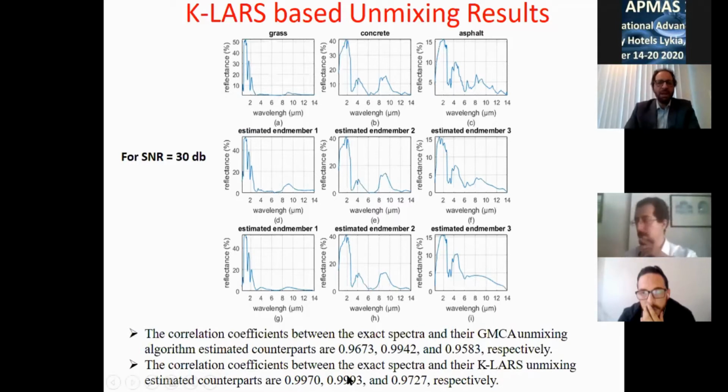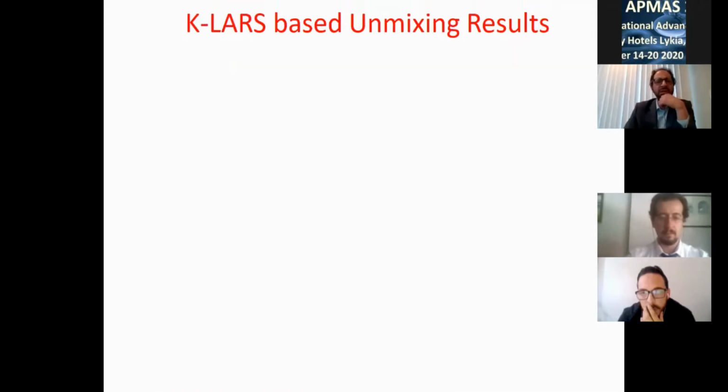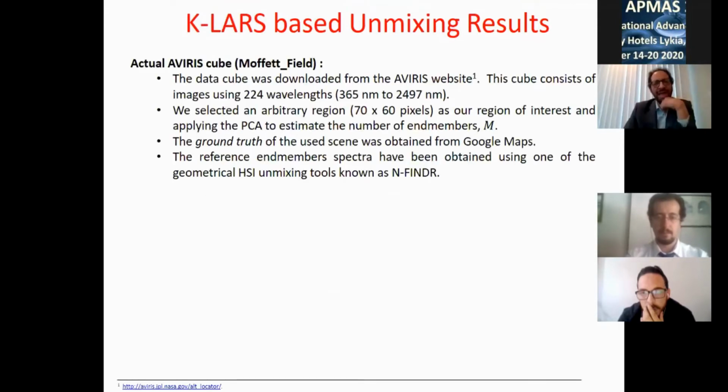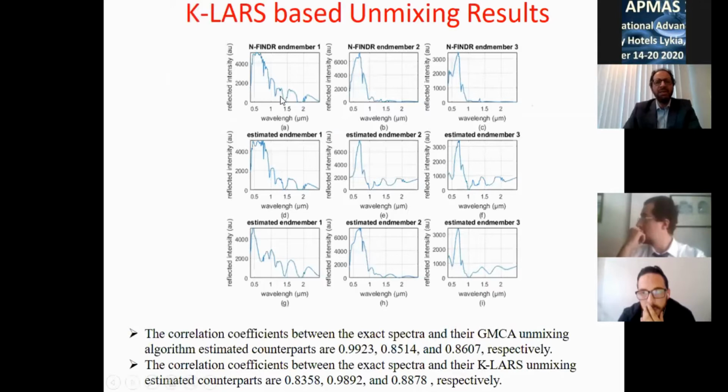This is another synthetic cube, between aluminum, copper, and steel. Now we've tried it on actual cubes. This is the Moffett Field cube from NASA. We estimated the end members here from a program called EndFinder, and these are the EndFinder end members, and these are our estimated end members.